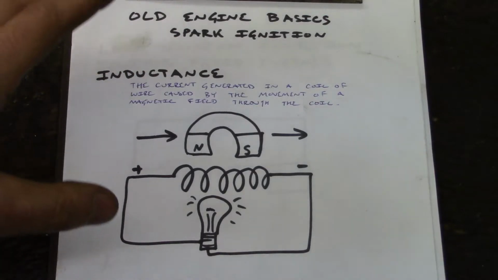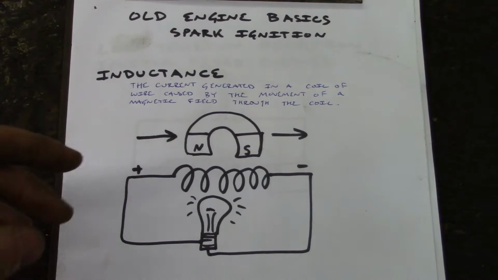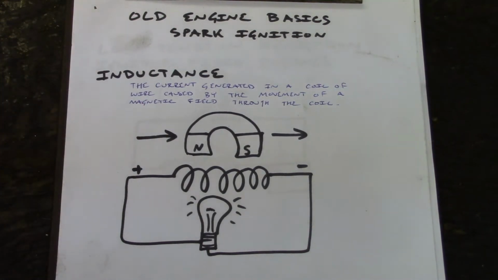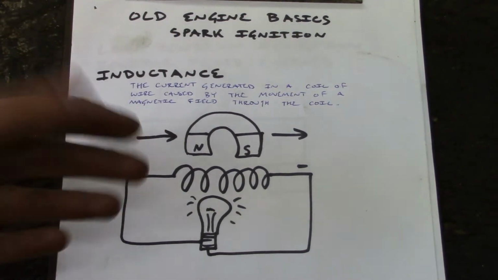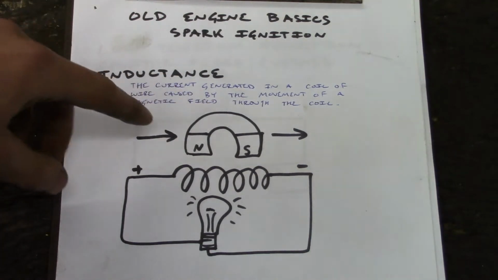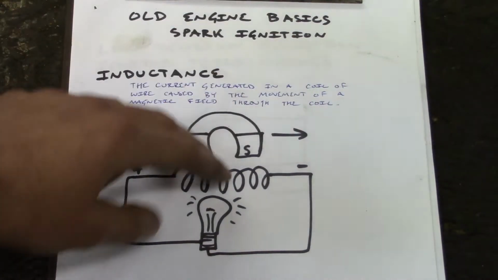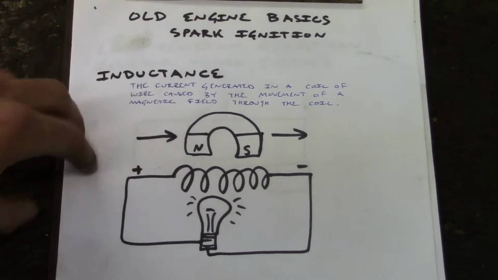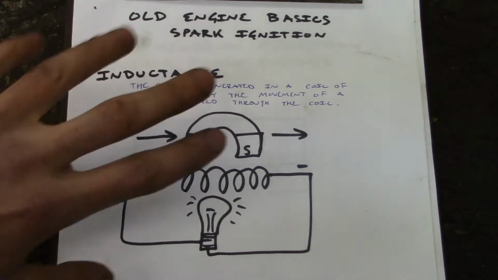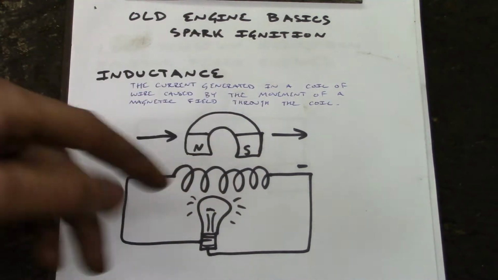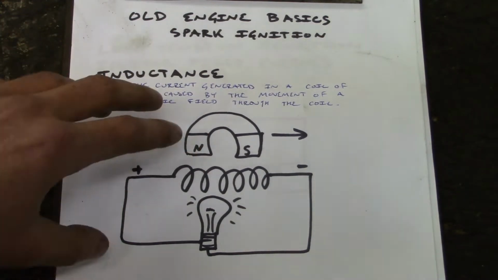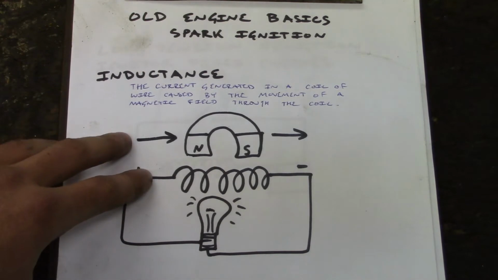Now, spark ignition, any kind of spark ignition, would not be possible if it weren't for inductance, which is the generation of an electric current through a wire or through a coil as a magnet or a magnetic field passes through that coil. This is used in both low tension and high tension ignition systems, which I'll cover in a minute. This concept is still used by your 2017 Honda Civic or whatever. It still uses this same principle.